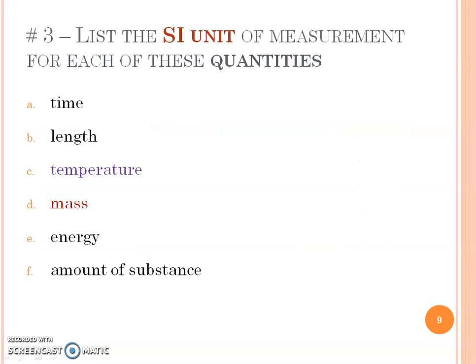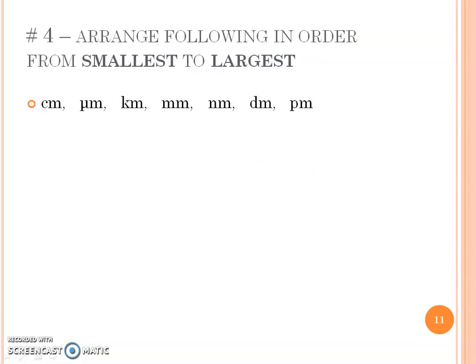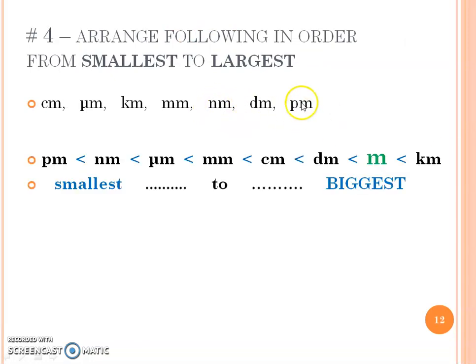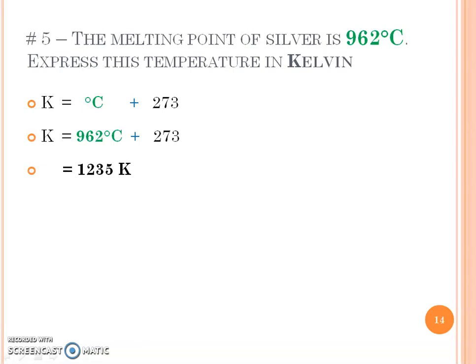Number 3. Answers. Number 4. And again, this is where you would need to know the nano versus the pico. And I highlighted the end there because that's your base unit. So all of these are getting smaller, and these would be getting bigger of your prefixes. Number 5. Answer.